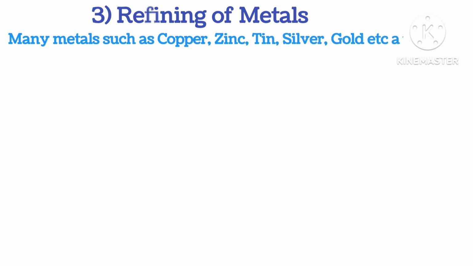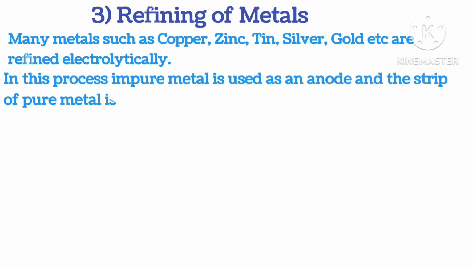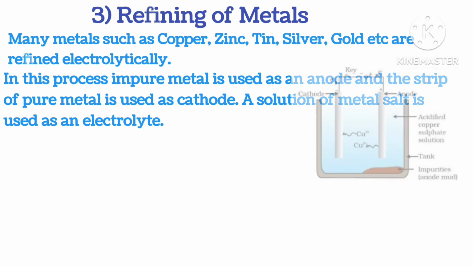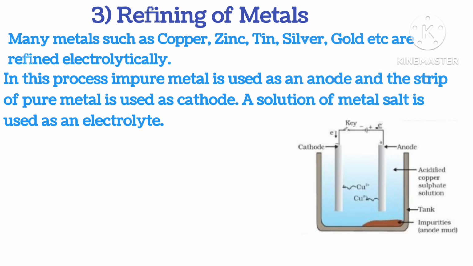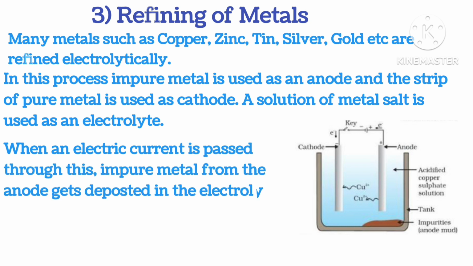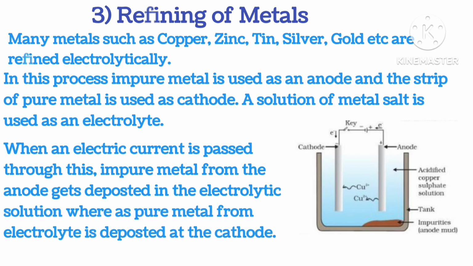Refining of metals. Many metals such as copper, zinc, tin, silver, gold, etc. are refined electrolytically. In this process, impure metal is used as anode and the strip of pure metal is used as cathode. The solution of metal salt is used as an electrolyte. As you can see in the picture, when the electric current is passed through this, the impure metal from the anode gets deposited in the electrolytic solution, whereas the pure metal from the electrolyte is deposited at the cathode.